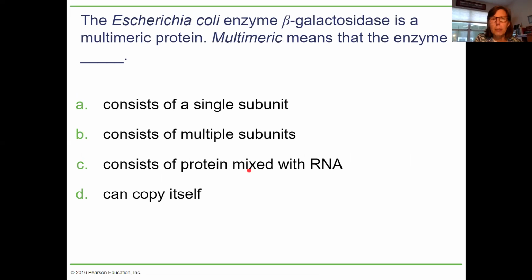What does multimeric mean? Consists of a single subunit, or more than one subunit. Protein and RNA can copy itself. Multimeric.